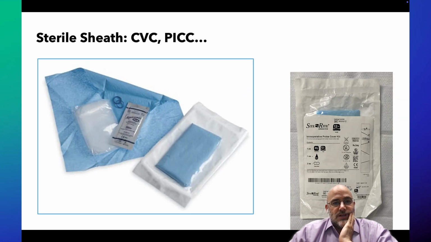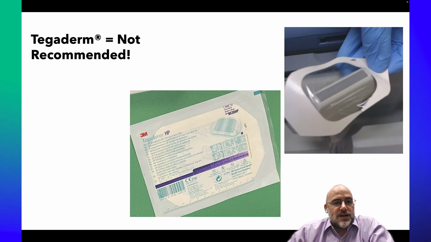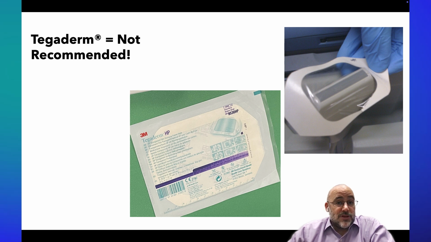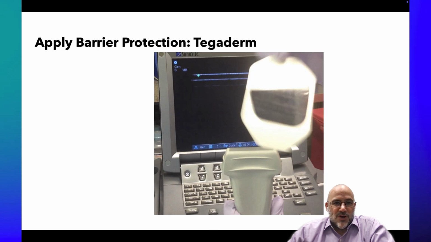Similarly, for a central line or a PICC line, you might use the sterile sheath, like the long, totally enclosing bag that we put the transducer in. For most ultrasound-guided IVs, we don't necessarily recommend that. We recommend a film barrier. Traditionally, people have been taught to use a Tegaderm. There are various reasons regarding the pore size and the FDA approval status of Tegaderm for this indication that we don't recommend it at this time, though you may well see some people doing that. We have a different option, and we'll talk about that.